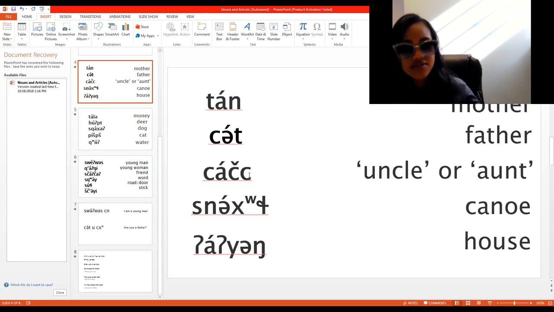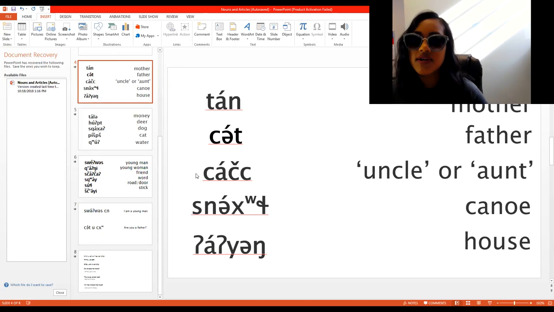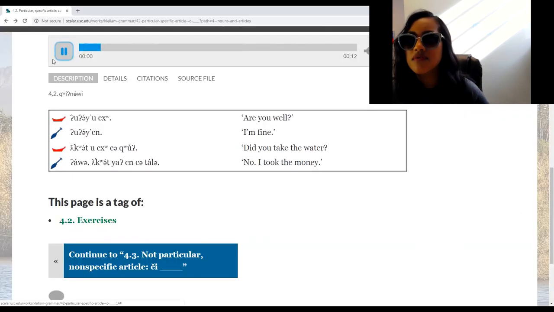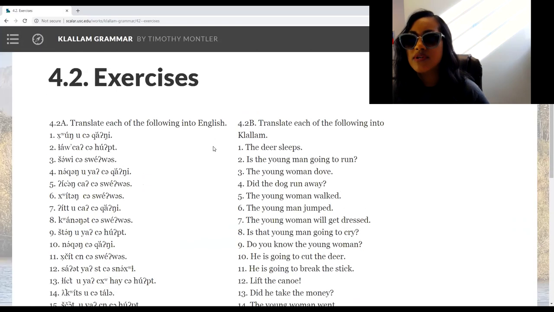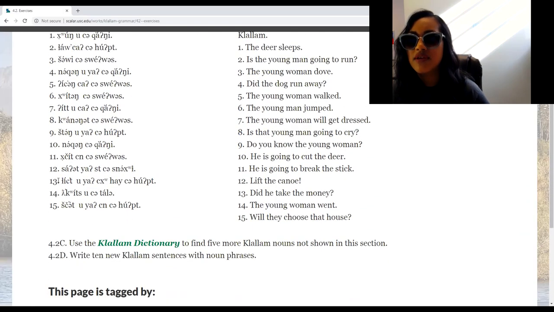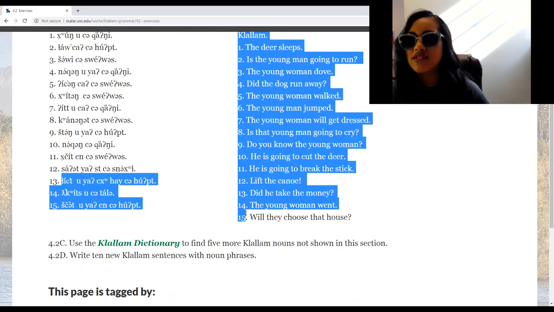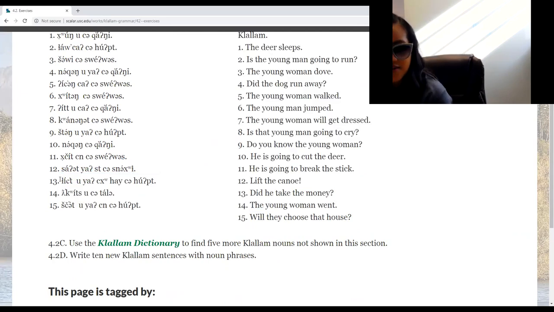And I want you to listen to our audio. Our audio is on our website, 4.2. So if you want to go over some exercises, you go to 4.2 exercises, and I'll go down and do these with you, the last three. Number 13.